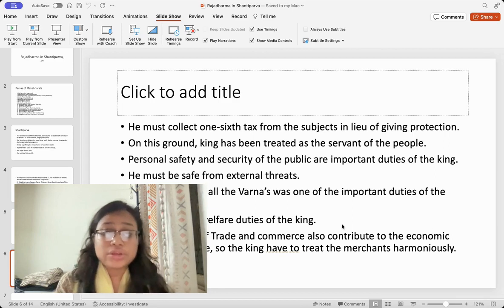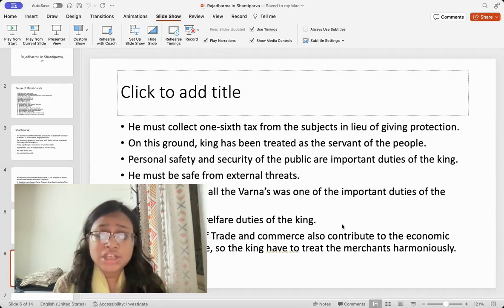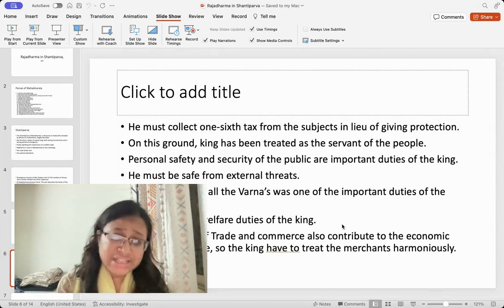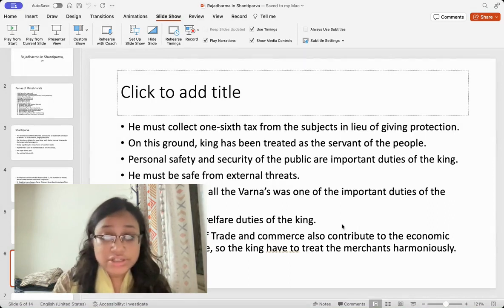Therefore the personal safety of the people, the security of the people are some of the important duties of the king. He must also ensure that the state is safe from external threats. The king is a follower of the dharma, so he also has some welfare oriented duties and responsibilities. It is his duty to ensure the protection of all the Varnas, and to also look after the economic situation of the state.